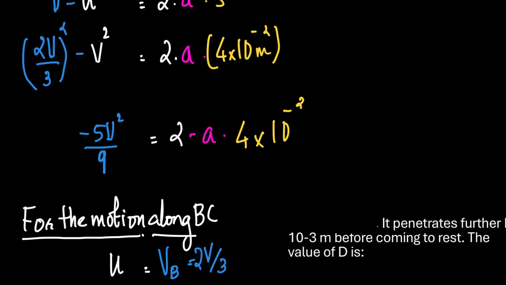So this transforms to: 2 square is 4, 3 square is 9. So this becomes 4 minus 9 by 9. 4 minus 9 is minus 5. So this becomes minus 5 by 9. Okay, so that was the case with motion along AB alone.